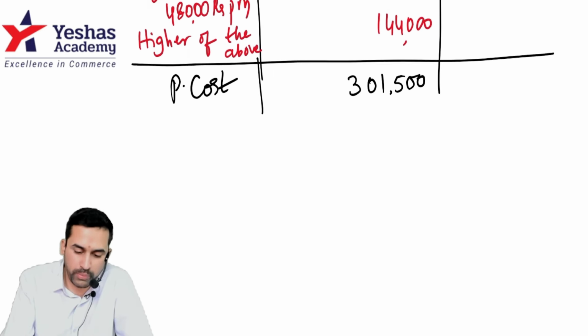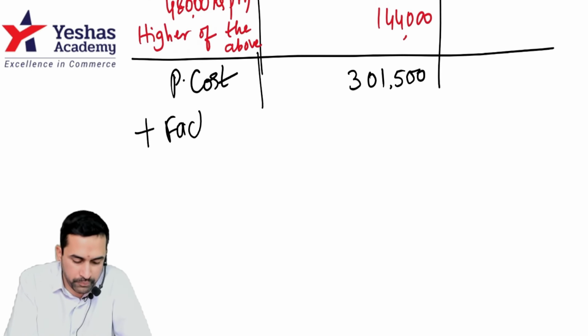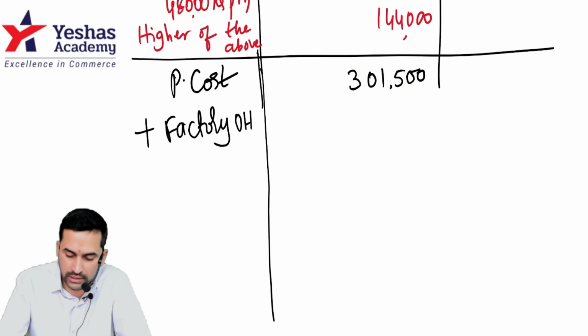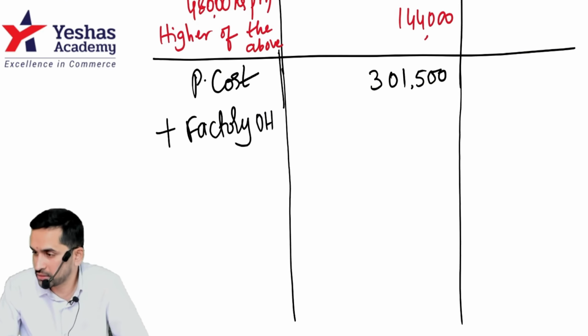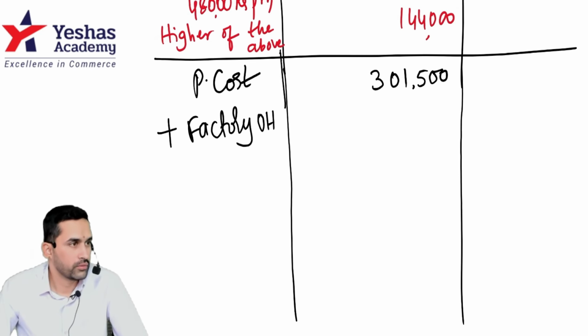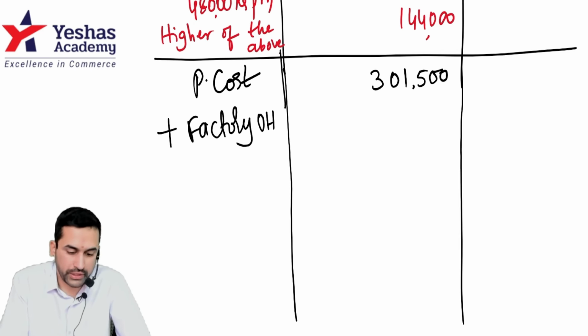Okay, go back to the question. After this, we have factory overhead. This we can do together. You also start. I think factory overhead has three components. Which is the first one? The fixed component.